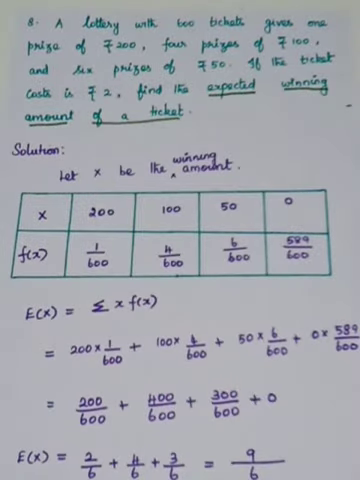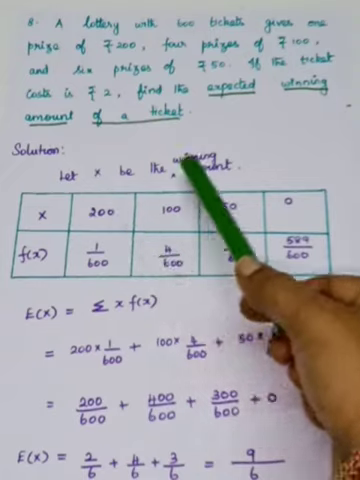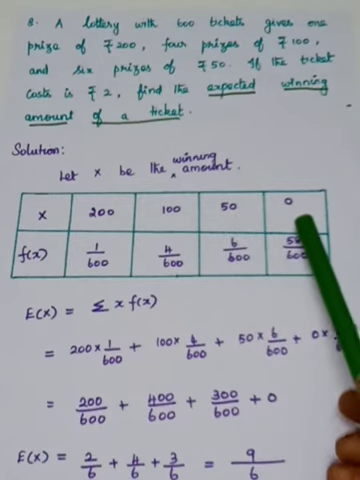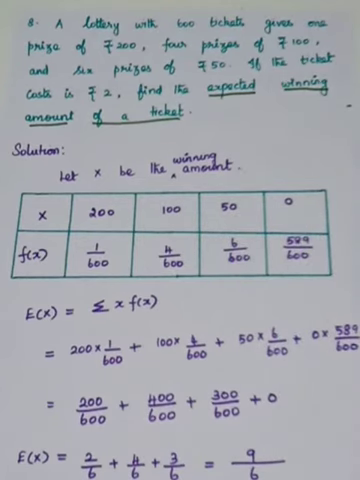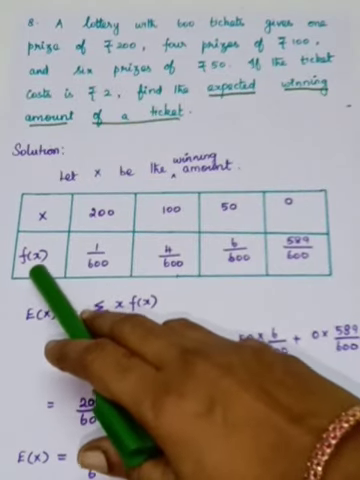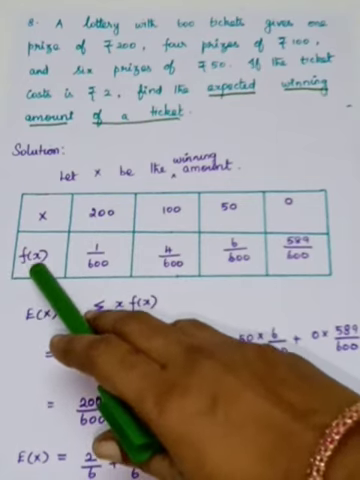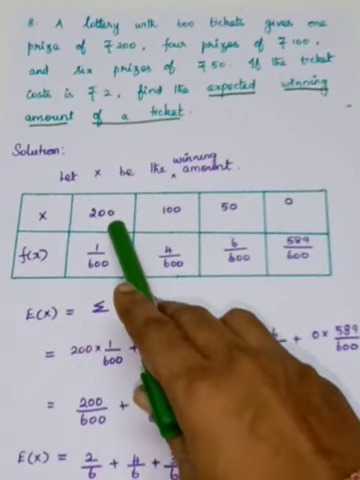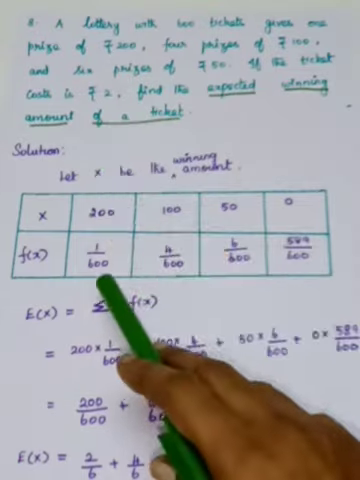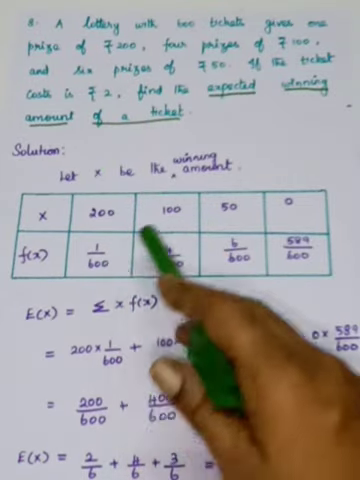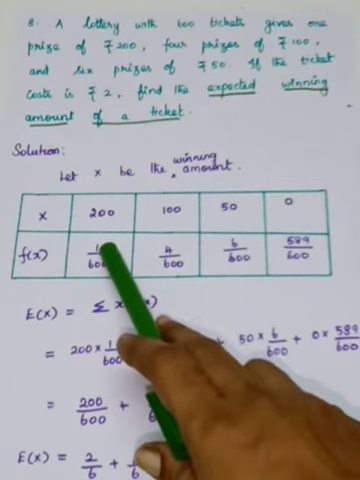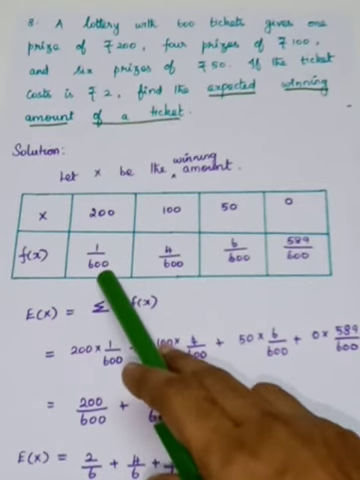So we have to denote, let x be the winning amount of a ticket. What are the amounts you will get? 200, 100, 50. Otherwise, it is 0. Here we have to write the probability of x. I have denoted it f of x, you can also write p of x. When you get rupees 200, it is one prize of rupees 200. So out of 600 tickets, you have one prize of rupees 200. Therefore the probability is 1 by 600.